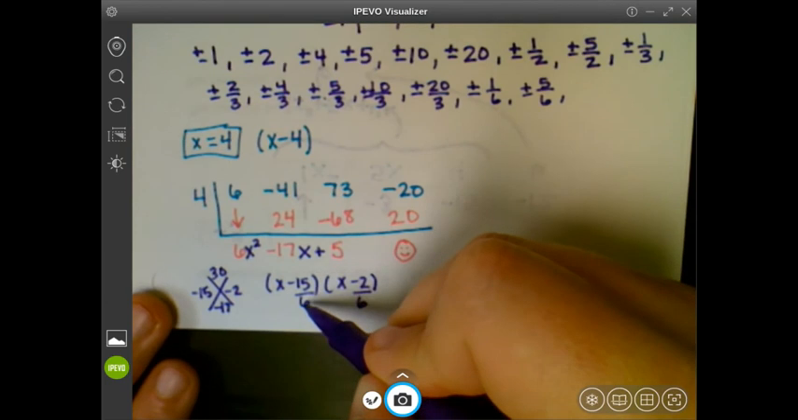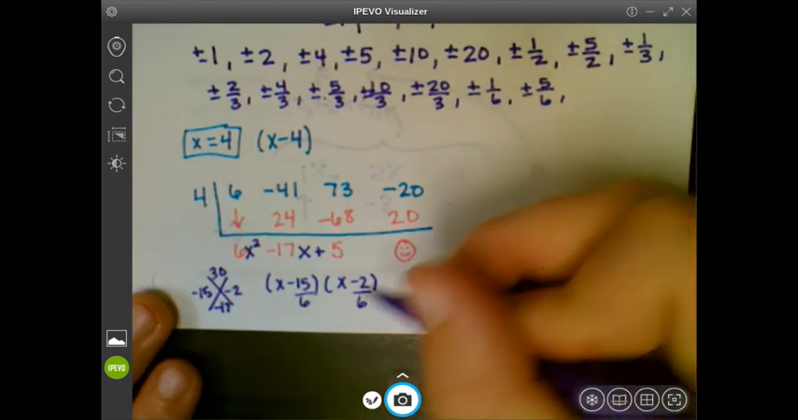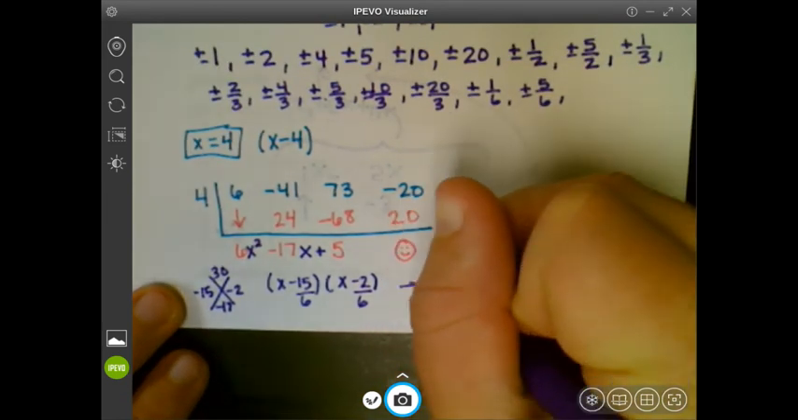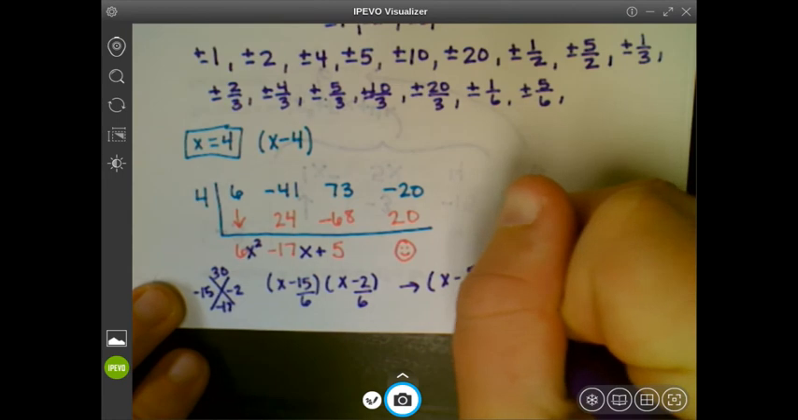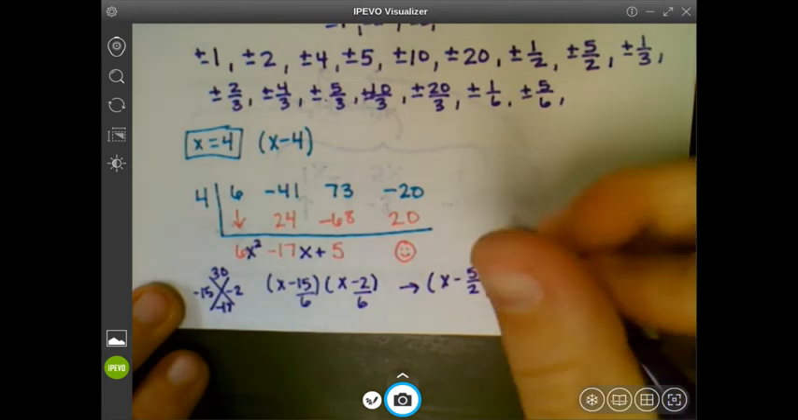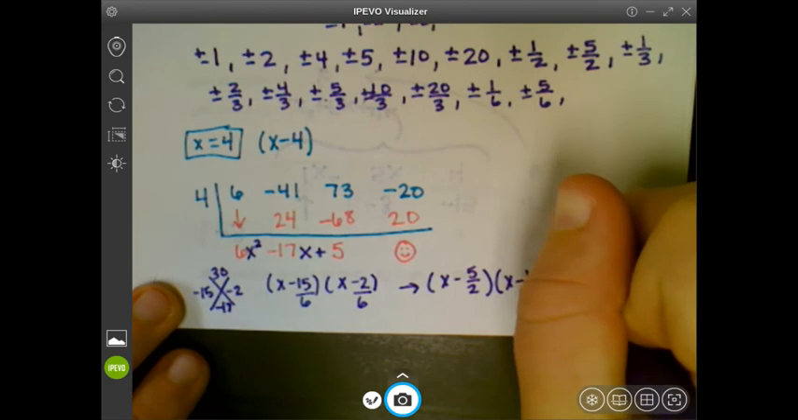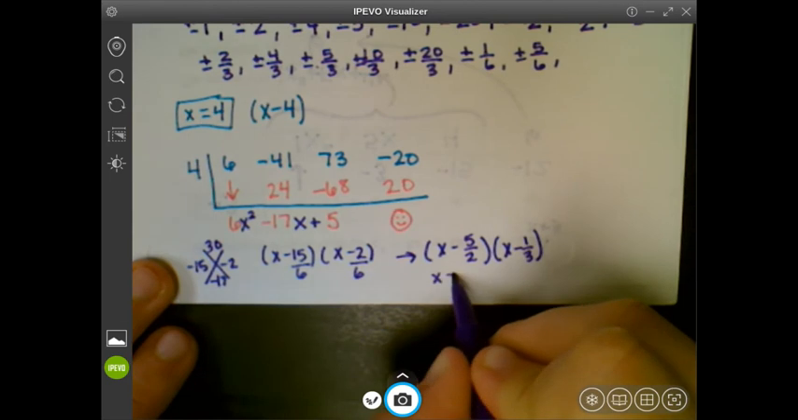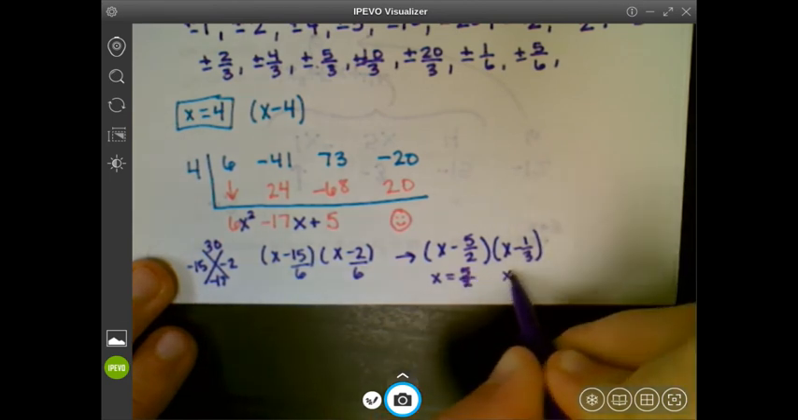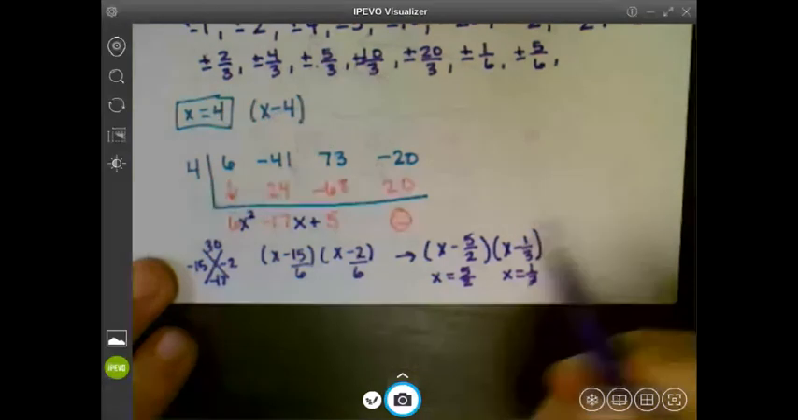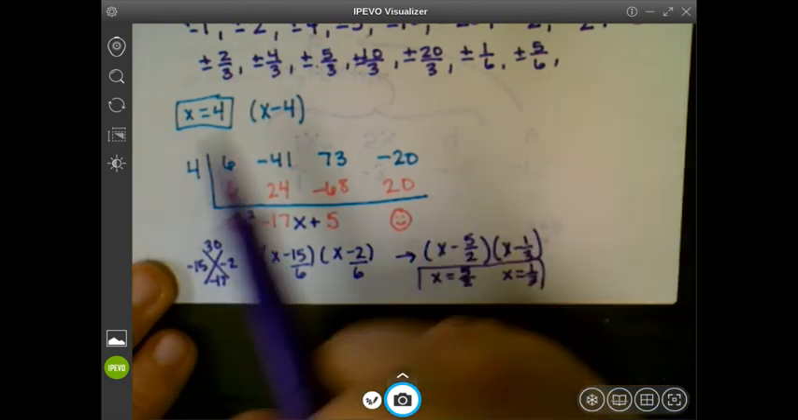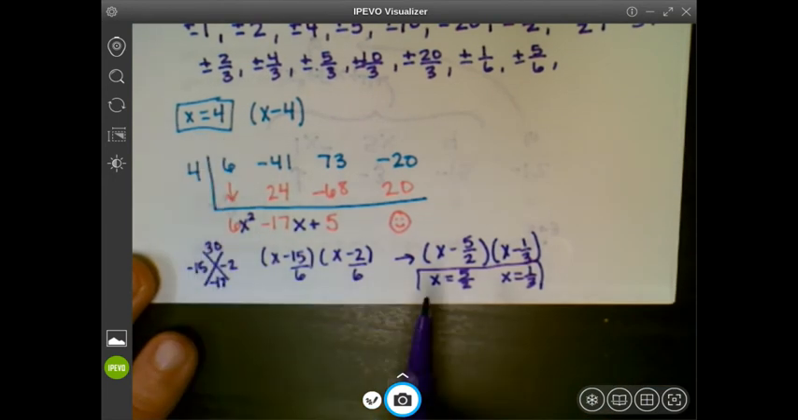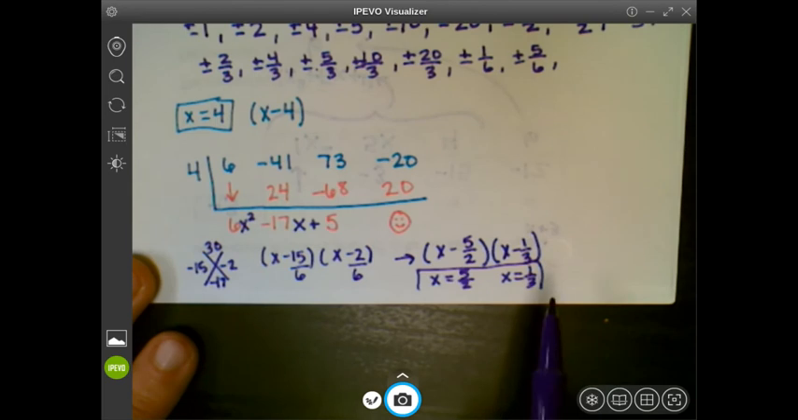15 over 6 simplifies. They both divide by 3. So 5 over 2, right? So that would go to x minus 5 over 2. And then this one, 2 over 6, that's 1/3. So x minus 1/3. And so your other solutions are right here. It's positive 5/2 and positive 1/3. So the question says find all of the zeros. Your solutions are 4, don't forget about 4, 5/2, and 1/3.